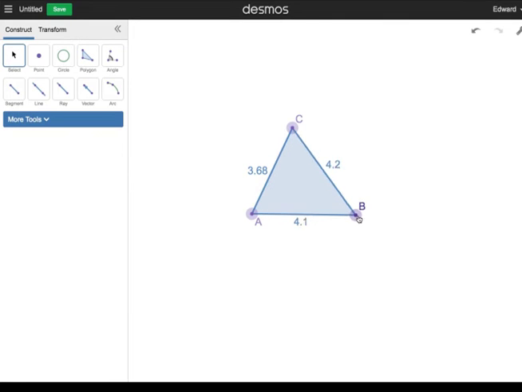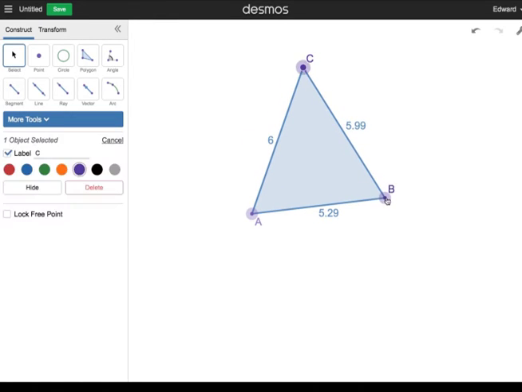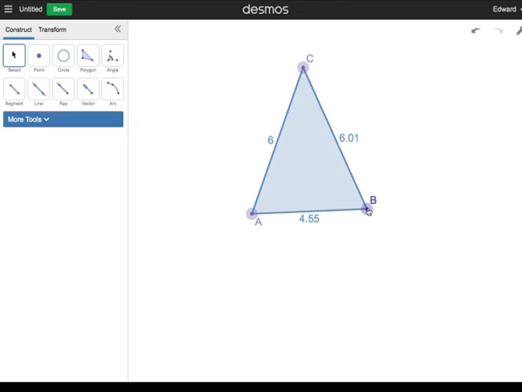Create a scalene triangle. Click on any of the points and move it to create the triangle. Here is an example of a scalene triangle. Next, manipulate C to create an isosceles triangle. Try to get the congruent side lengths to be whole numbers. This is an example of an isosceles triangle.